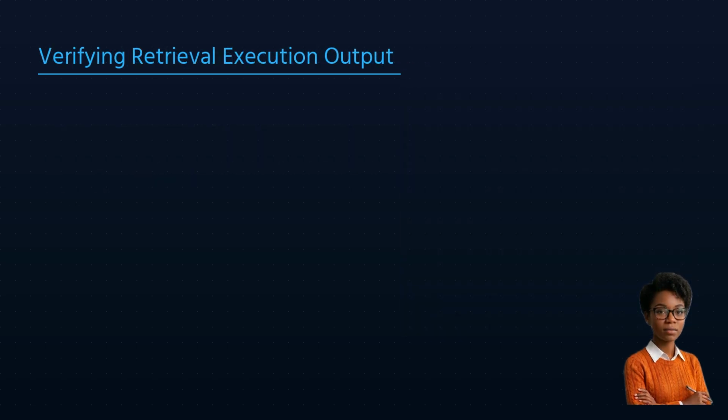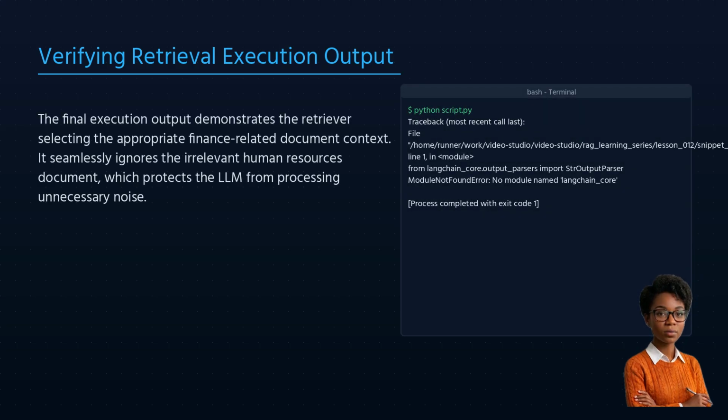Here are the live terminal output logs from running our query. As you can see, the retriever successfully matched our query about office setups with our custom finance policies document. It completely ignored the irrelevant HR text and generated a highly accurate, grounded response explaining that the remote stipend limit is exactly $500. This is the complete proof that our retriever chain is functioning flawlessly.